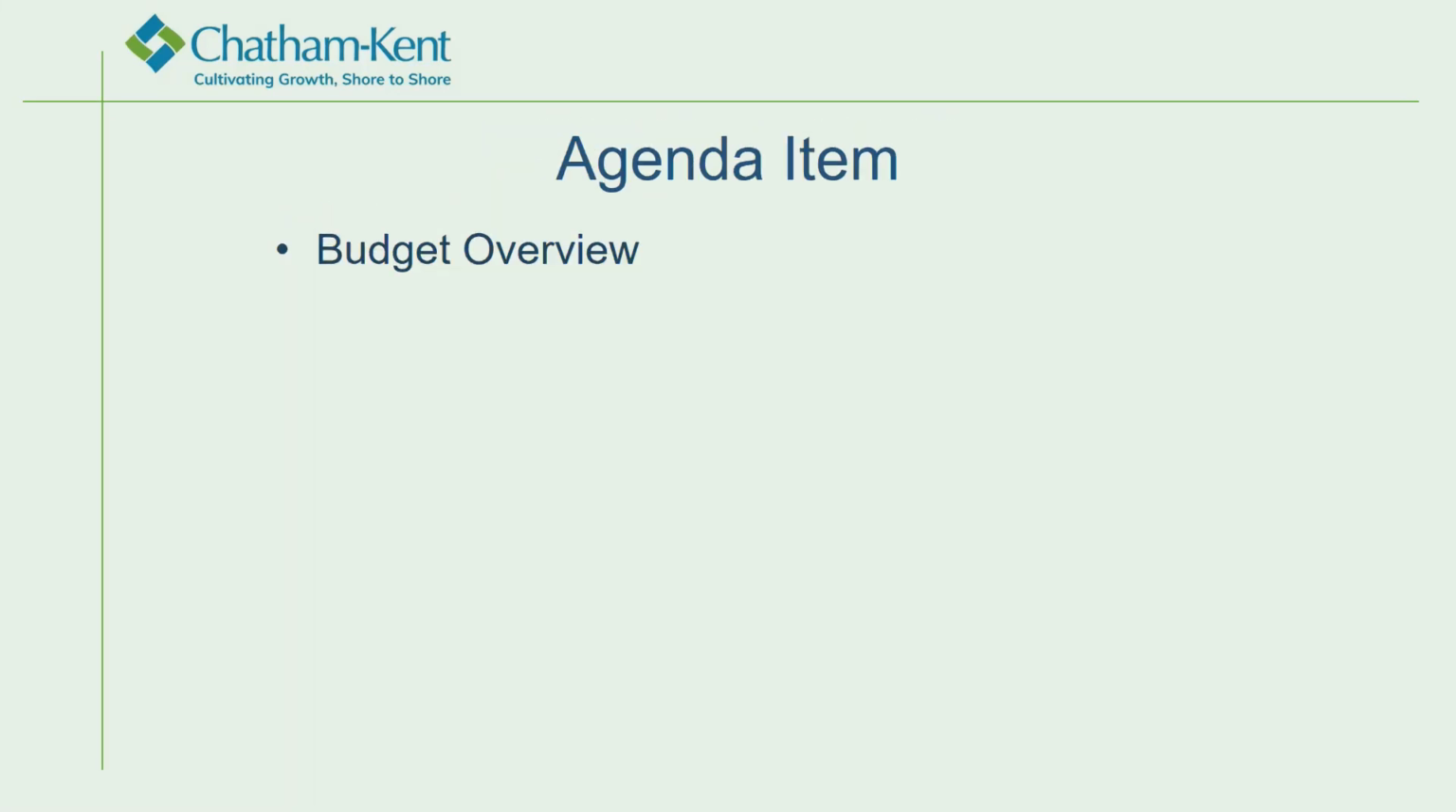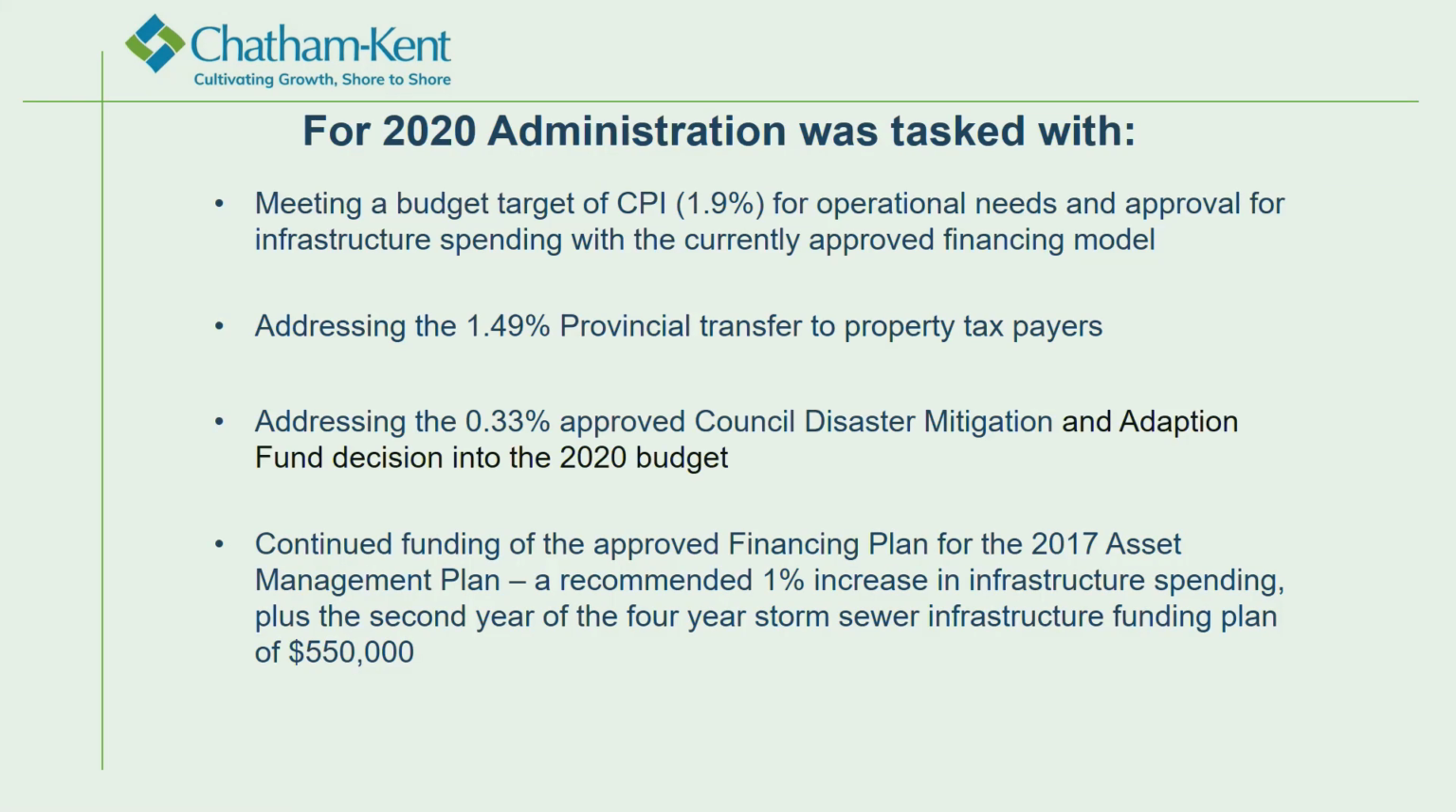Here's a proposed agenda, and I have a few slides in each of these sections as we go through. So for a budget overview, just quickly recapping what we've stated, council has directed us to bring a budget with inflation plus what we need for our asset management plan.